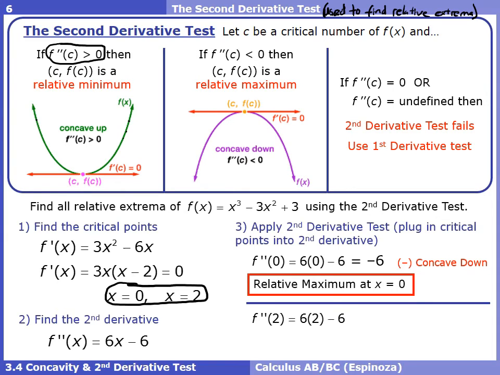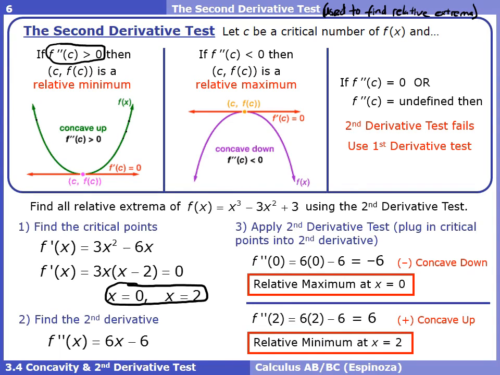Okay, same thing for our other critical point, which is 2. If you take the 2 and plug it into your second derivative, you'll get positive 6. The conclusion we can make from that, from this new lesson, is that our graph is concave up. But to apply the second derivative test, we have to realize that we just didn't plug in any random point into the second derivative. We plugged in a critical point. And since the graph is concave up, we know that critical point must be a relative minimum.